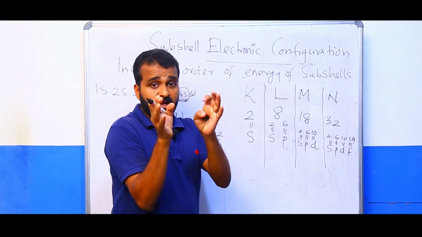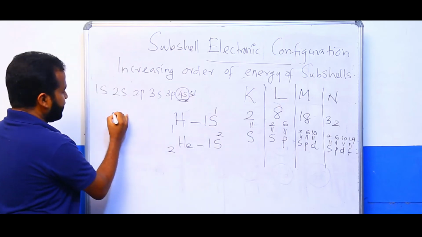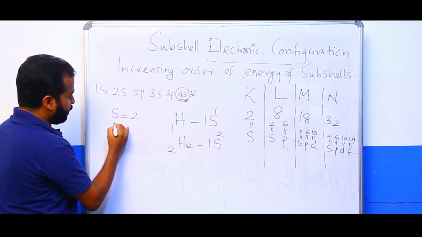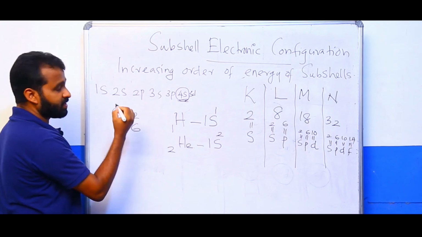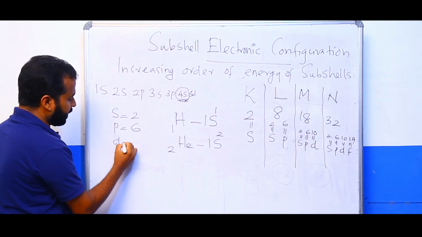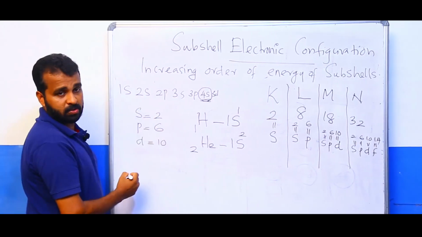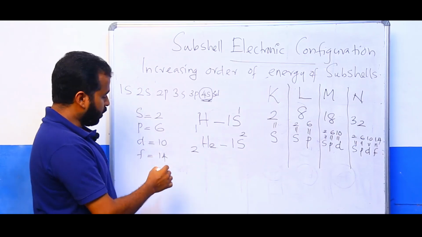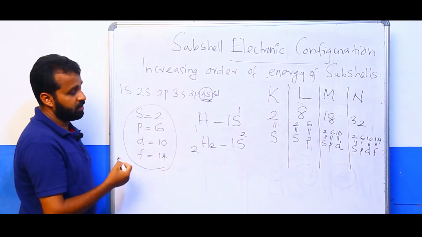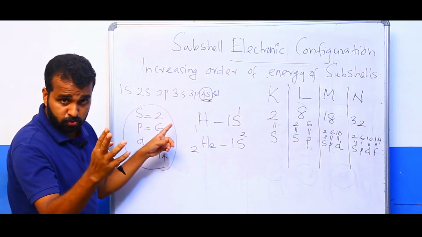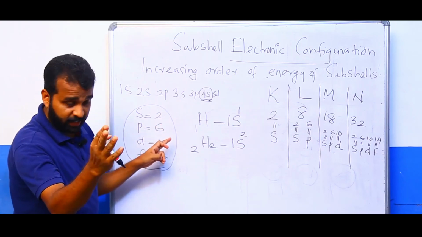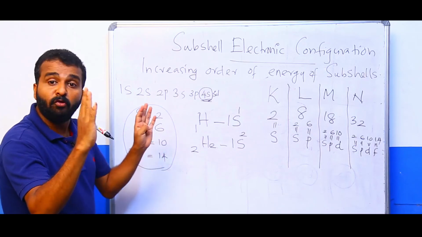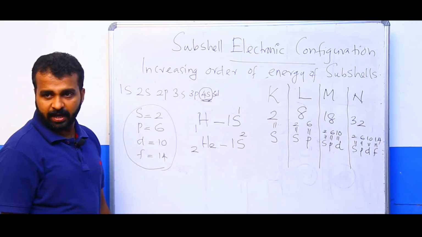So all of you should know that the s subshell can accommodate a maximum of 2 electrons, p a maximum of 6, d a maximum of 10, and f a maximum of 14 electrons. All of you write this in your notebook. s can accommodate a maximum of 2, p a maximum of 6, d 10, and f a maximum of 14 electrons. Okay.